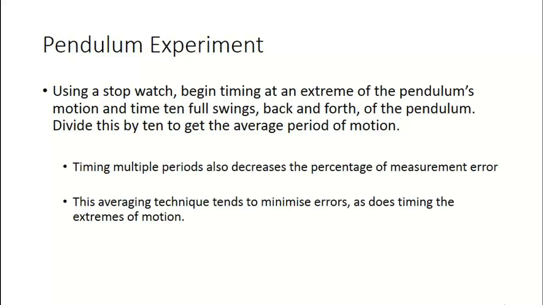Now the reason why we do that is, let's take a scenario where we have a reaction time of 1 second, and the period of the pendulum is also 1 second. If we're timing one single period, the error within that single oscillation is up to 100%. Now if we time for 10 periods, which is 10 seconds, that 1 second reaction time error is now decreased to a 10% measurement error. So that makes our results more accurate. This averaging technique tends to minimize errors, as does timing the extremes of motion.